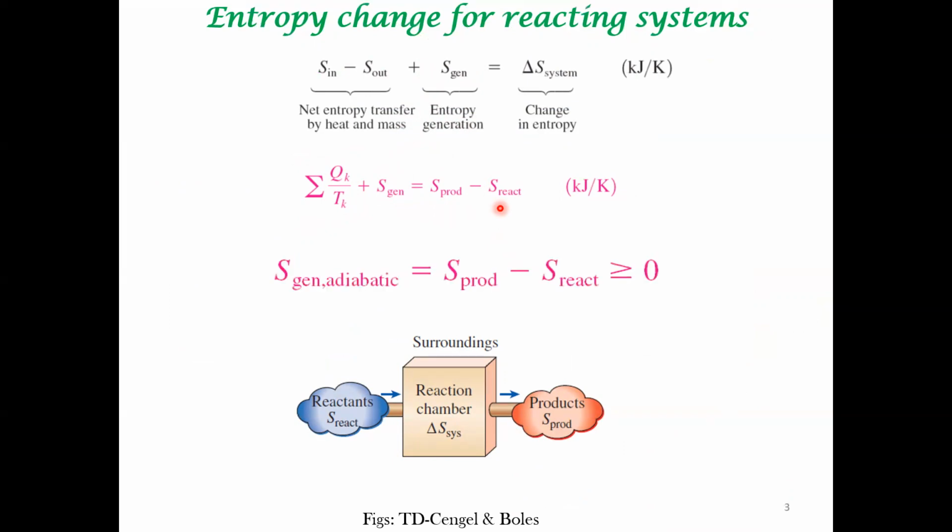So even in the adiabatic case, when supposing there is no heat transfer, no heat interaction between the system and the surroundings, you can have an equation which corresponds to the second law of thermodynamics: S product minus S reactant is greater than or equal to 0. So this is like saying it's an extremal condition, right?